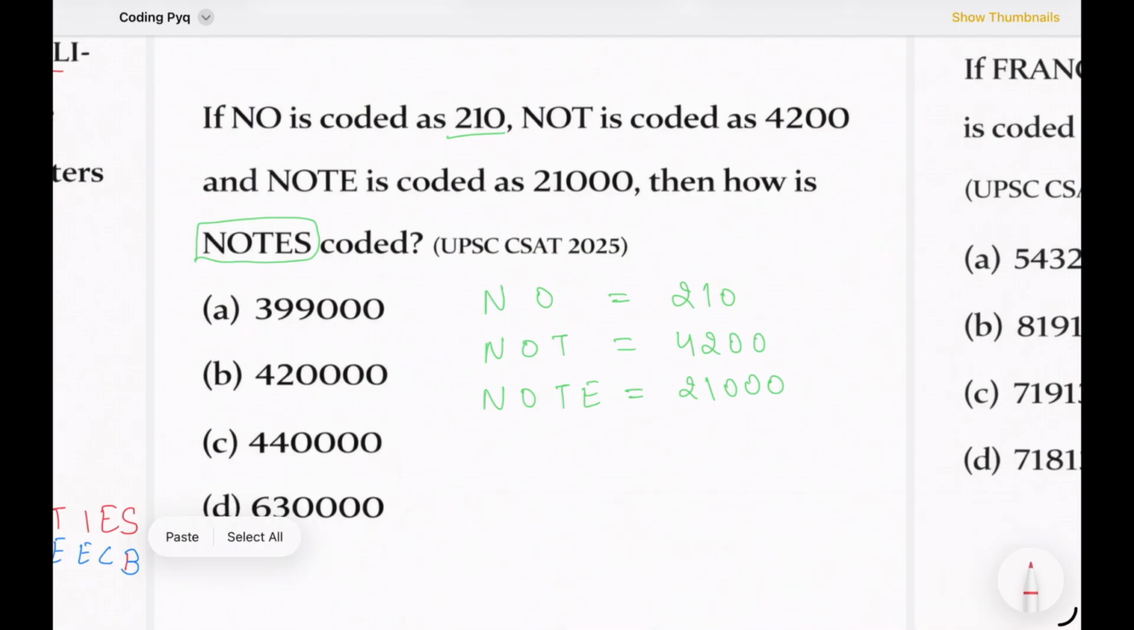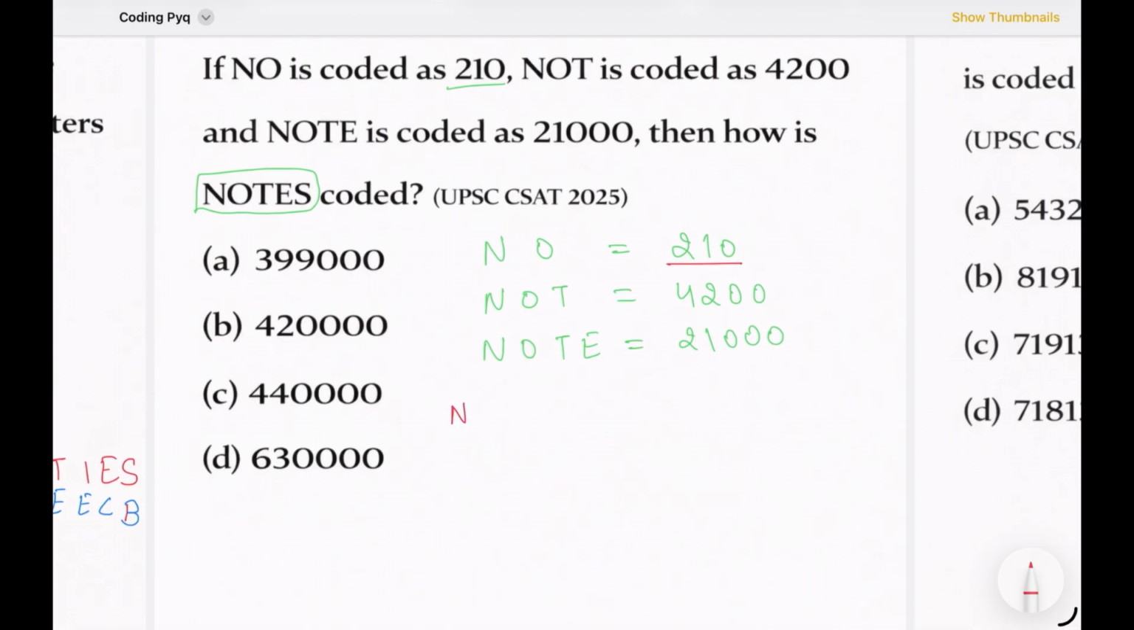First, we have to arrange the positions of these alphabets. That is, A is on 1, B is on 2, and so on, Z is on 26. The code for "no" is 210. The position for N is 14, and the position for O is 15. Then T is on 20, E on 5, and S on 19.